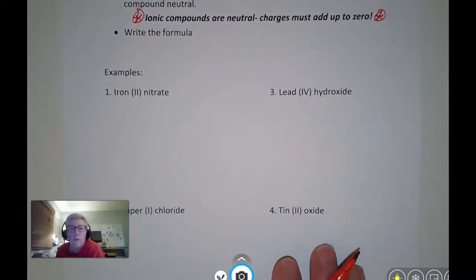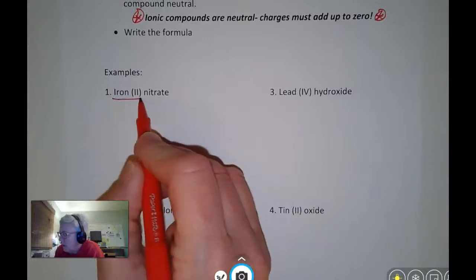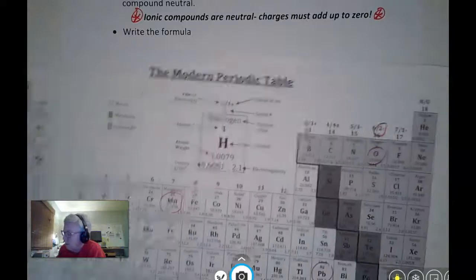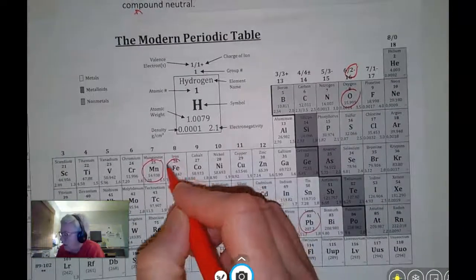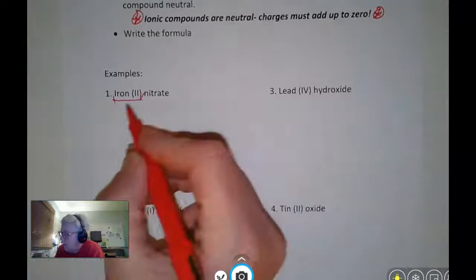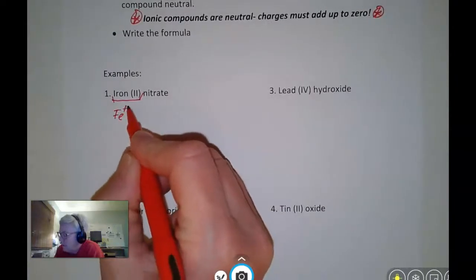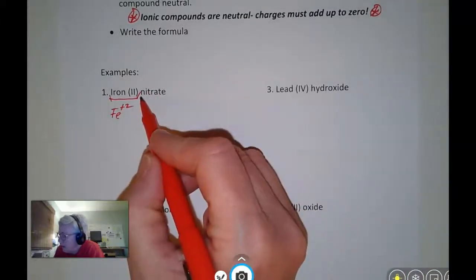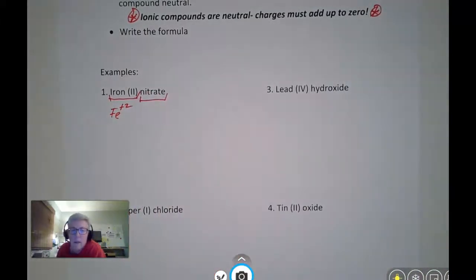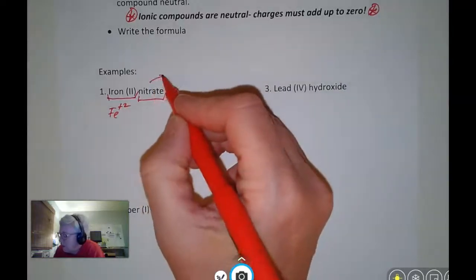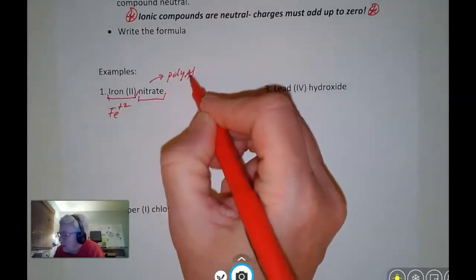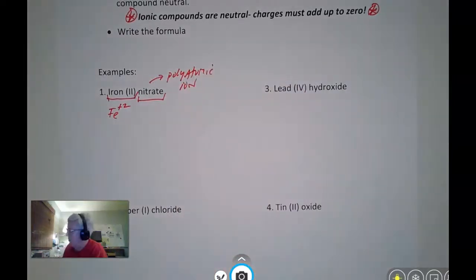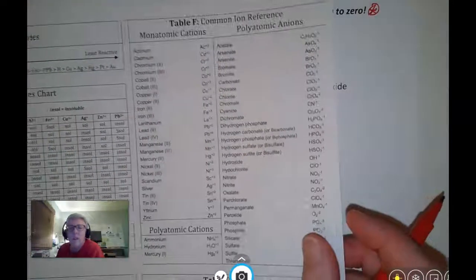Iron 2 nitrate. Iron with a Roman numeral 2, the symbol for iron is Fe. It's right there. And that Roman numeral 2 tells me that that iron has a +2 charge. So that's my metal. Nitrate does not end in -ide, so that's your clue that it's a polyatomic ion. And you should look on the back of your periodic table. So let's find nitrate back here.